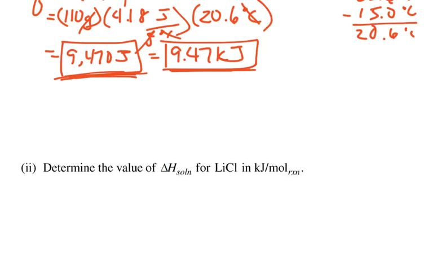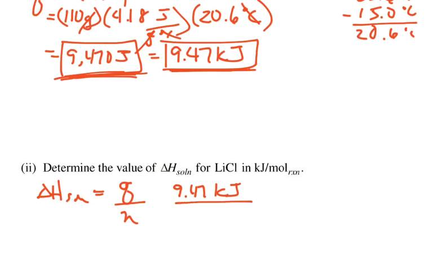And if you want to do a delta H, then what we want is Q, and we're going to divide that by the number of moles of whatever chemical was used to get that Q. So in this case, we're talking about kilojoules. We want 9.47 kilojoules of energy, and we're going to divide by the moles of lithium chloride.